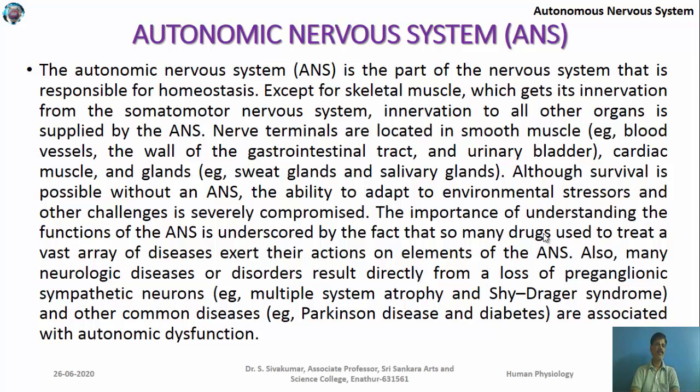If this nervous system does not function well, we might have different diseases like muscular dystrophy, Shy-Drager syndrome, Parkinson's disease, and even diabetes. If the insulin-secreting organ is not properly stimulated by the nervous system, it may not produce certain hormones like insulin, which may lead to diabetes.